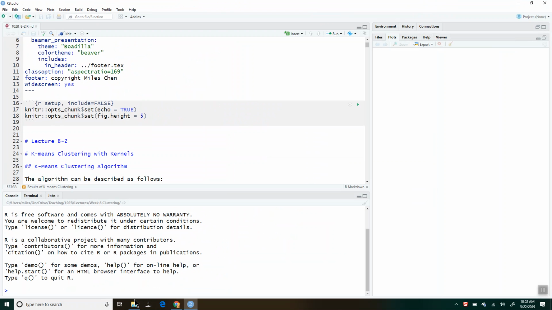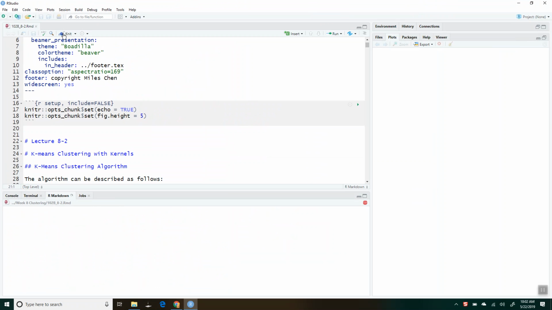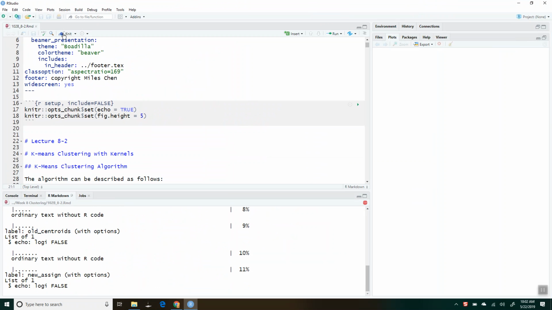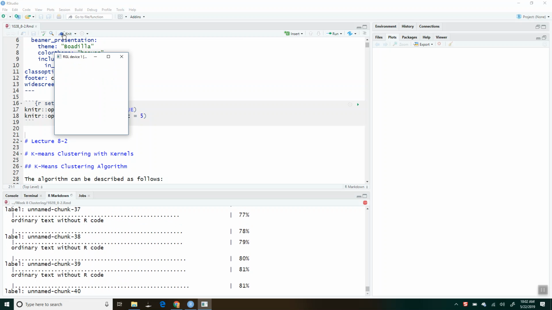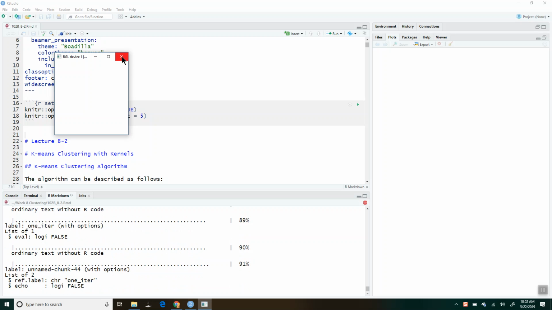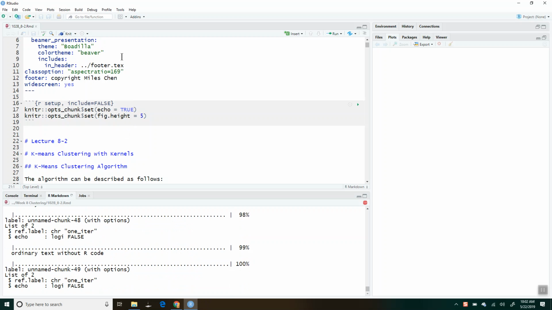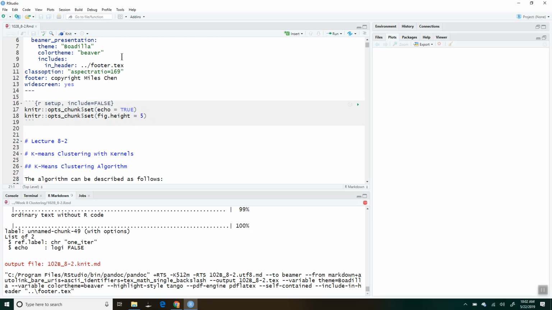We will take a look at today's lecture, which covers K-means clustering with kernels. So we'll see how all of this works.